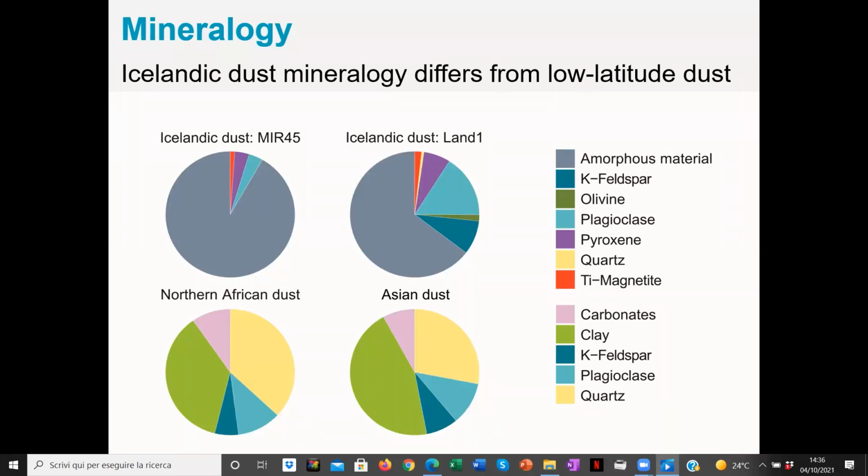Another important feature in Icelandic dust is the presence of magnetite, which varies from 1 to 2%. In Northern African dust, magnetite is generally below 0.1% or not detected, and in Asian dust is generally below 0.8%. Also, Icelandic dust shows very similar composition to the soil fraction, and this is very different from low-latitude dust, where mineralogical fractionation is generally observed at the emission.